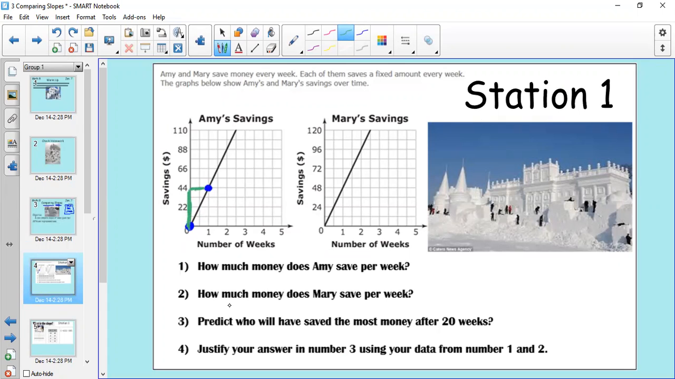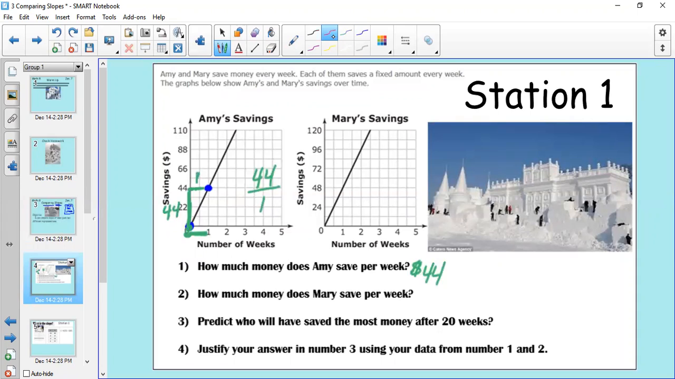Okay, so if I'm trying to find that rate of change, I'm going to do, again, rise over run. And our rise here, I went from 0 to 44. That was a change of 44. And our run was 2 boxes, but remember, we have to look at our scale. I went across 2 boxes. I went from 0 weeks to 1 week. That was a change of 1 week. So if I made my fraction of rise over run, that would be 44 over 1. So how much money does Amy save per week? She saves $44 per week.